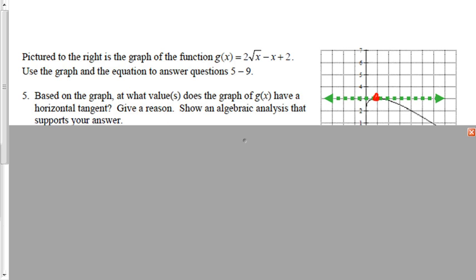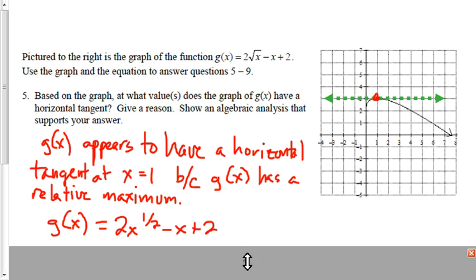There you go. All right, for the next one, does the graph have a horizontal tangent? And I kind of drew what I think it might be. And it appears to have a horizontal tangent at x equals 1 because that's where the relative max was. And it says show an algebraic analysis to support your answer.